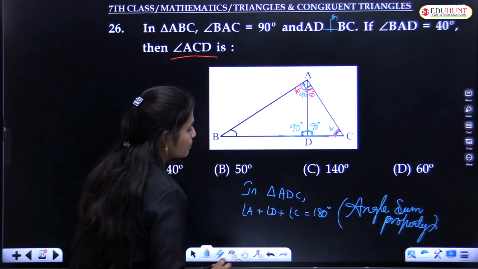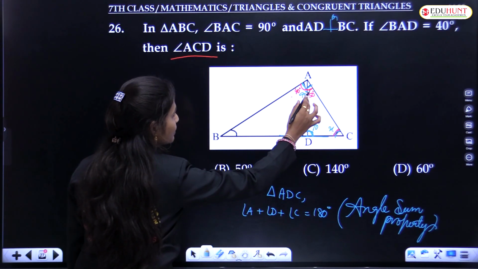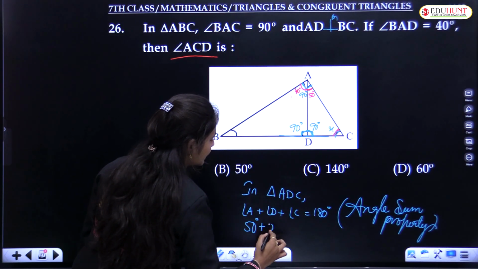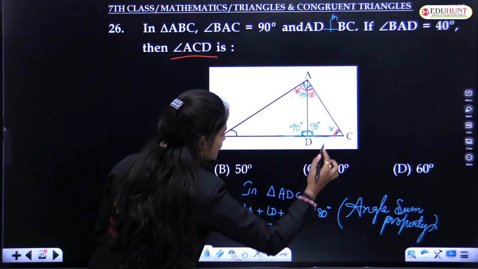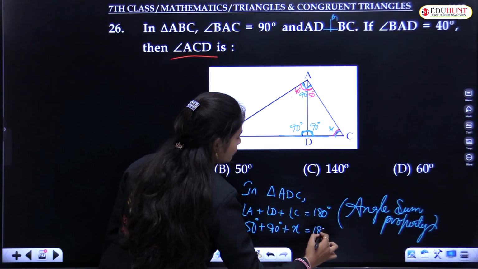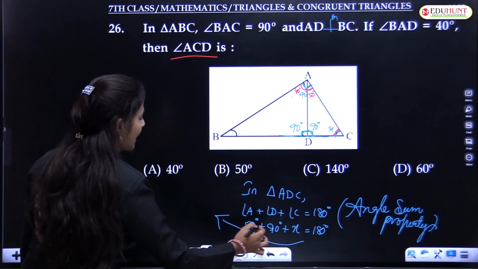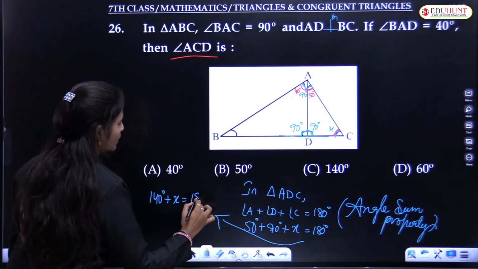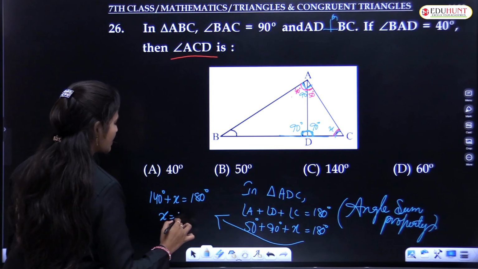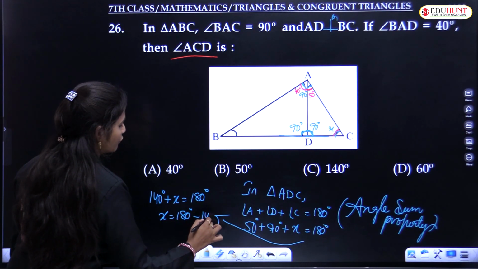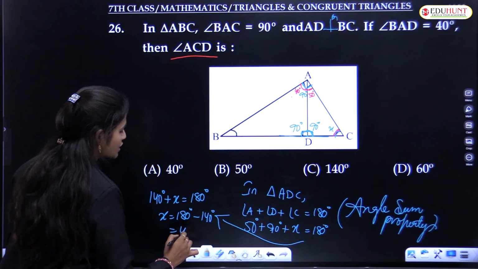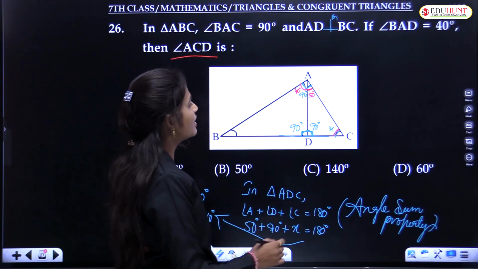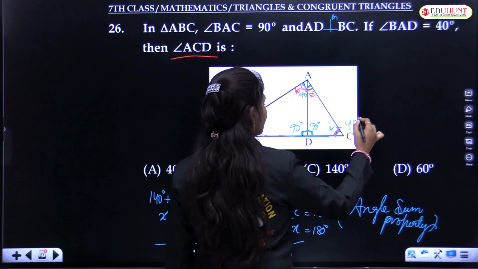According to that angle sum property, here angle A is equal to 50 degrees, plus angle D is equal to 90 degrees, plus angle C is equal to x, is equal to 180 degrees. So 90 plus 50 is equal to 140 degrees, plus x is equal to 180 degrees. So x is equal to 180 degrees minus 140 degrees, which is equal to 40 degrees. So here x is equal to 40 degrees.